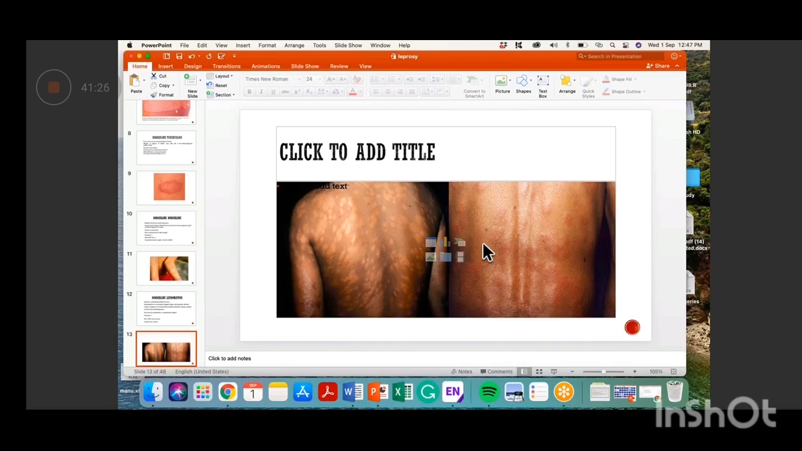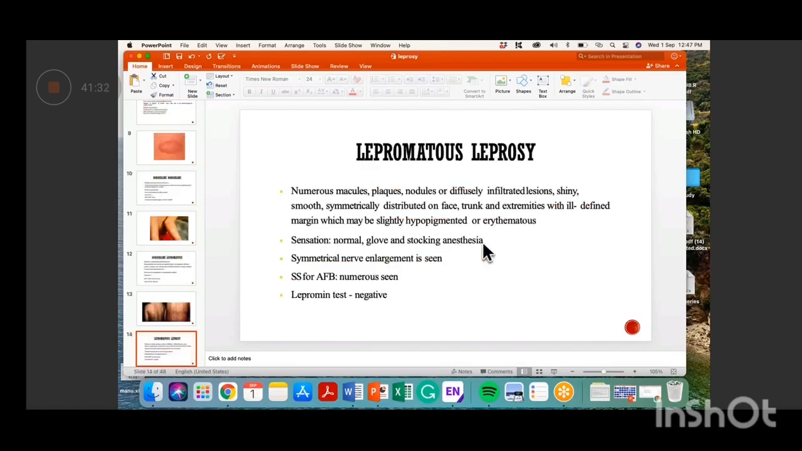Now coming on to lepromatous leprosy. Lepromatous leprosy is usually symmetrical. There is symmetrical nerve enlargement. There is symmetrical distribution of infiltrated lesions on trunk, face, extremities. They can be slightly hypopigmented or erythematous.